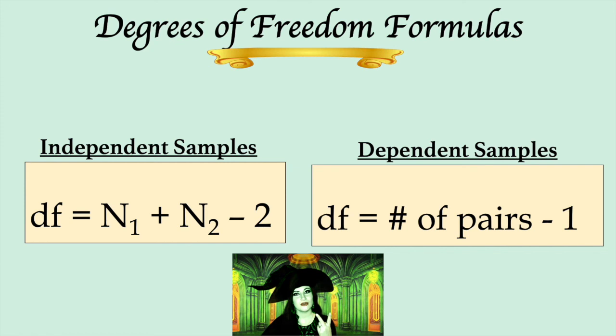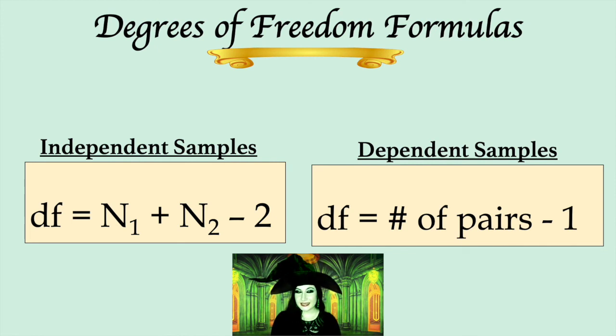Now that we have two samples for an independent samples t-test, the degrees of freedom are equal to the n of group 1 plus the n of group 2 minus 2. In other words, you're doing n minus 1 of sample 1 plus n minus 1 of sample 2.